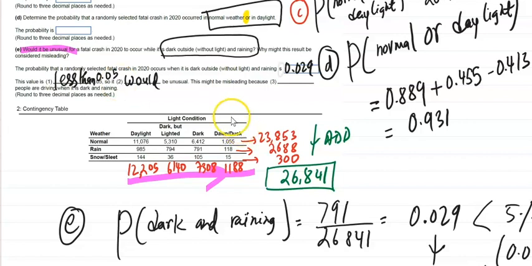Okay, this might be misleading because fewer people are driving when it is dark and raining. Notice that it's definitely going to be unusual because of the probability, but this is misleading in the sense that people are driving less, so obviously you expect the probability to be very low. So sometimes it looks misleading. So you have to put that this might be misleading because fewer people are driving when it is dark and rainy.